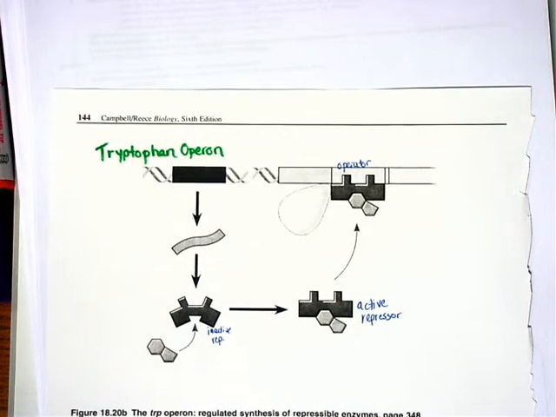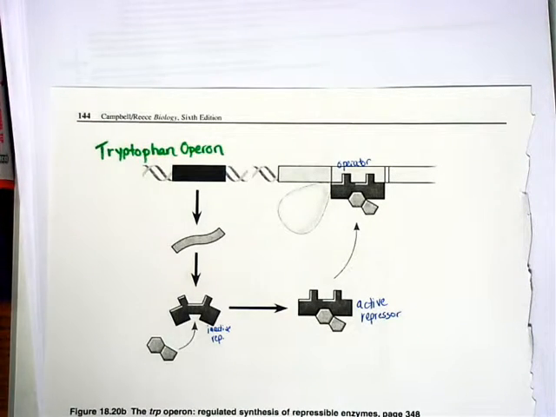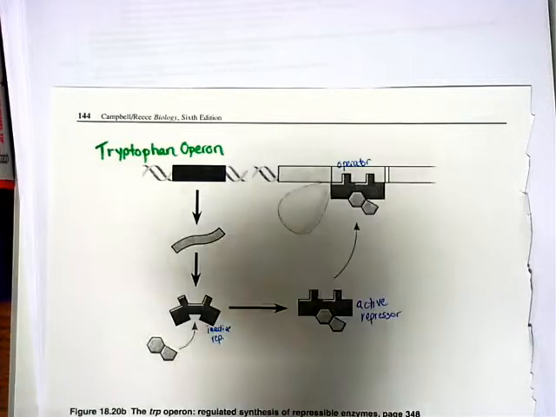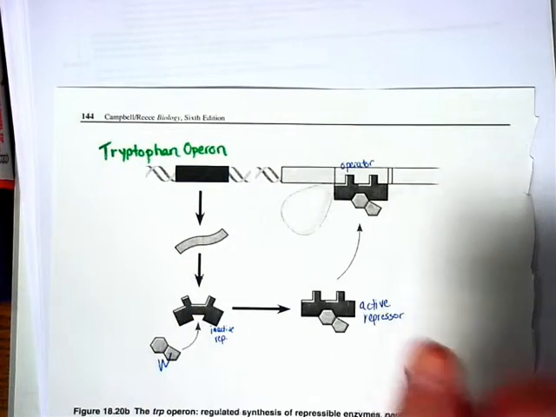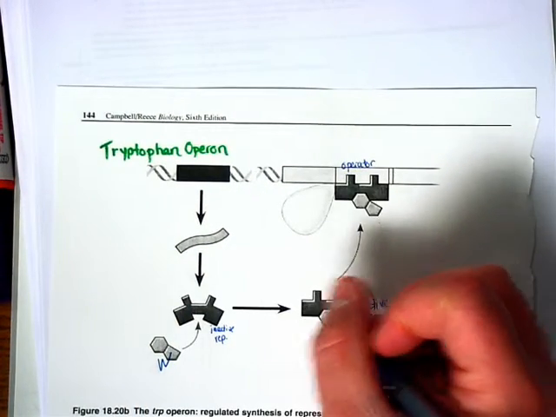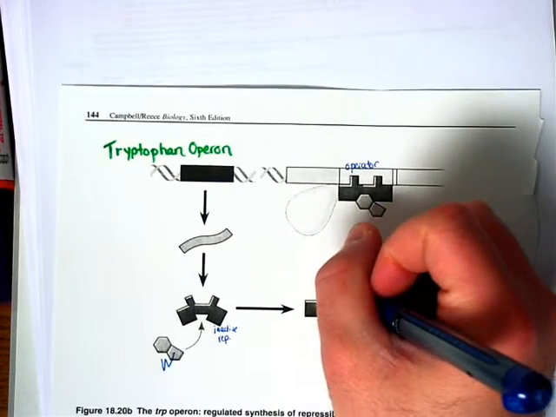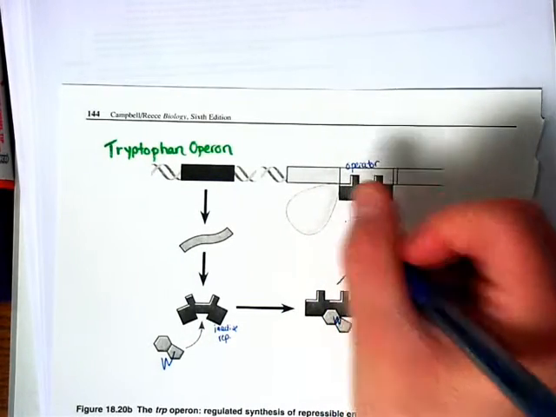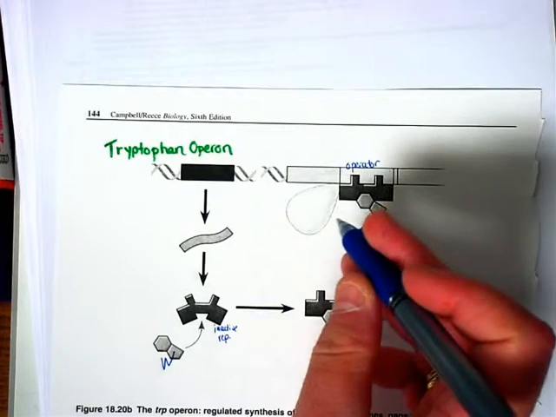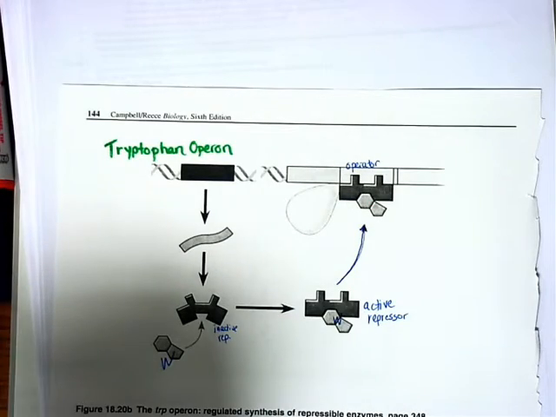And how did that happen? What caused that conformational change in that protein? And the fact that tryptophan showed up. So if tryptophan is present, it acts to activate the repressor, which of course can then bind to your operator. And what does that do to RNA polymerase? Does it allow RNA polymerase to bind?